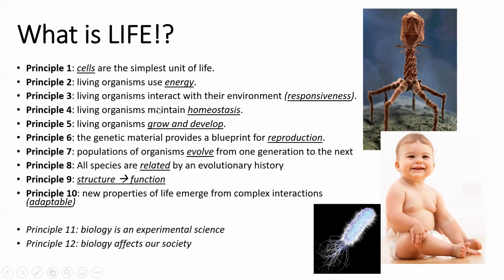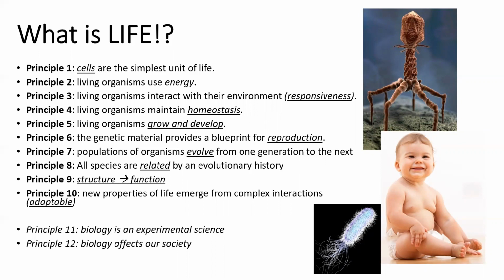Fourth, the ability of living organisms to maintain homeostasis. We're going to talk about homeostasis, but in essence, you can think of homeostasis as balance. Basically being able to maintain the correct amount of molecules, hormones, sugars, proteins, whatever it may be for the organism to survive. Fifth, living organisms must be able to grow and develop. Six, genetic material provides a blueprint for the process of reproduction. So living organisms must be able to reproduce.